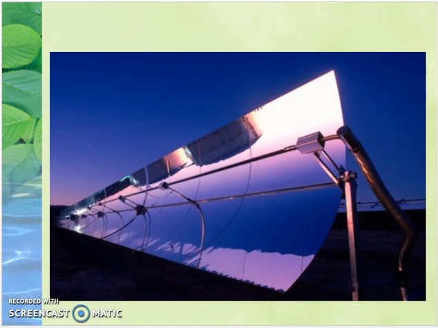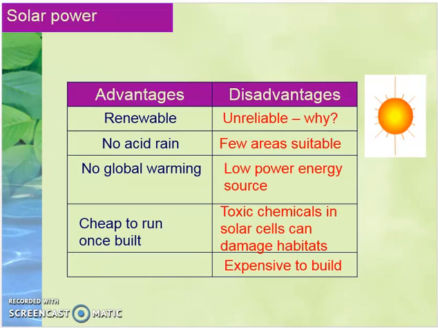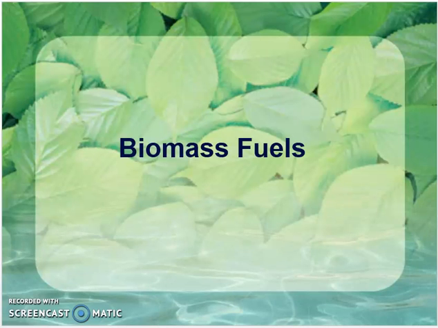That is the concave solar mirrors. In PV cells, the sun's energy powers a chemical reaction that produces electricity. So in the PV cell, solar rays are directly converted into electricity. Commercial residential PV modules range from 10 to 300 watts. The direct current generated must be inverted into alternating current. That is the advantages and disadvantages of solar power.